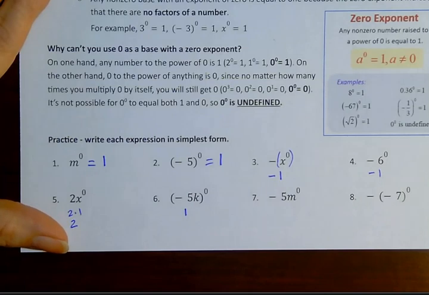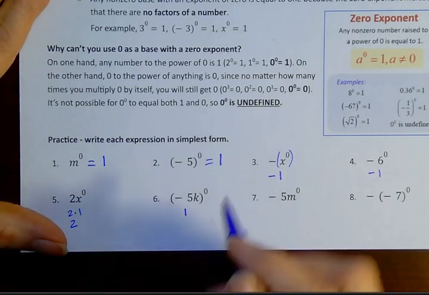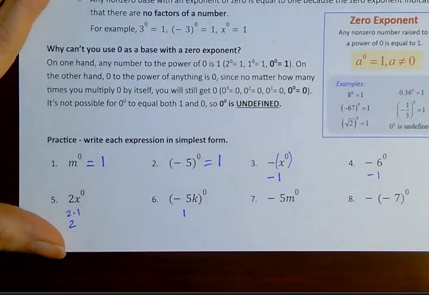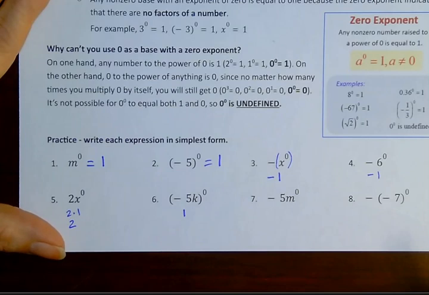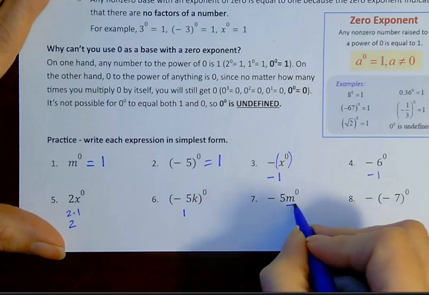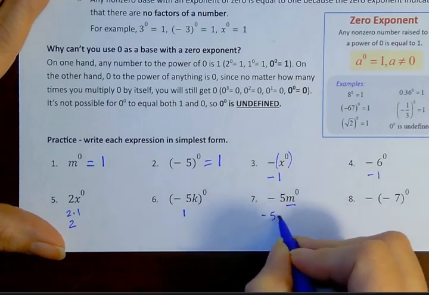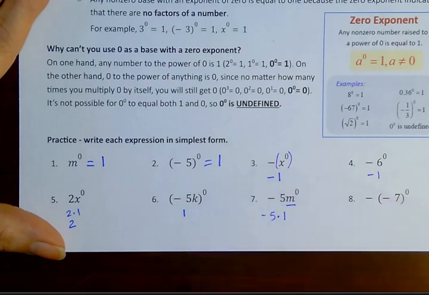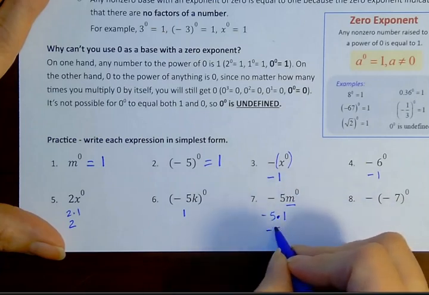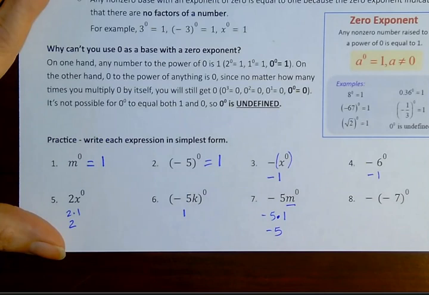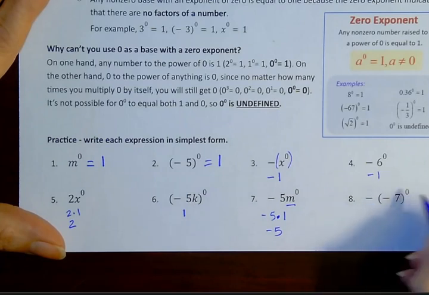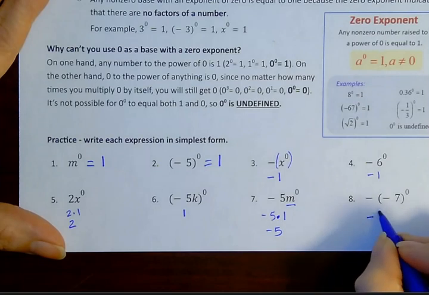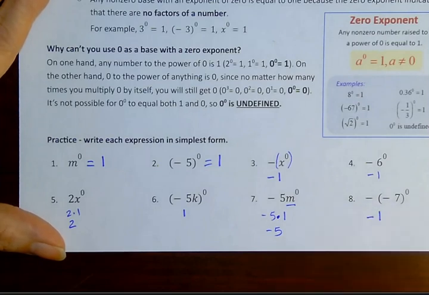Just be really careful with negatives and parentheses. We'll do lots of practice on that. This guy's different because I'm having -5 times m to the 0. So GEMDAS tells me I have to take care of m to the 0 first, so I have -5 times 1, right? M to the 0 is 1. -5 times 1 is just -5 there. And over here, the negative of -7 to the power of 0, that's going to be the negative of 1, and that's our final answer.